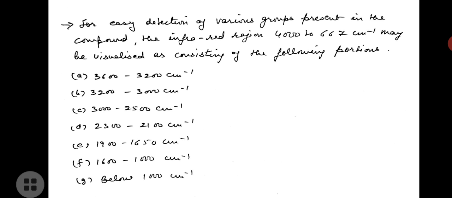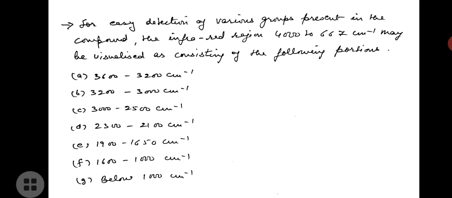So the first is 3600 to 3200 cm⁻¹. The appearance of bands in this region shows the presence of OH, NH2, NH groups in the compound. The position, intensity and the breadth of the bands tell whether the group is free, intramolecularly bonded, or exhibits intermolecular hydrogen bonding. Then comes 3200 to 3000 cm⁻¹. Absorptions due to CH stretching and ArH stretching occur in this region. The sharp bands of weak to medium intensities are observed.